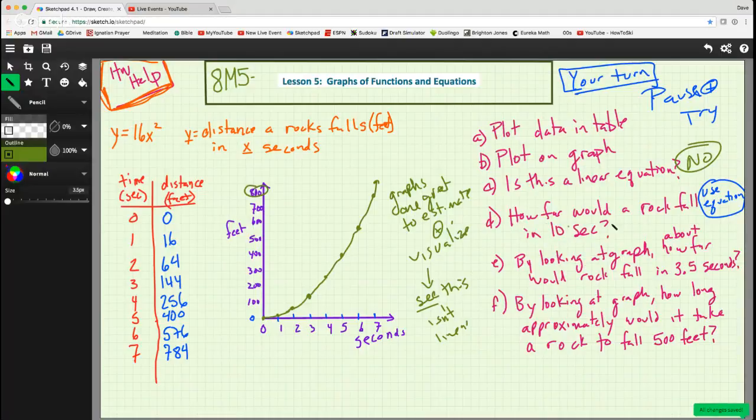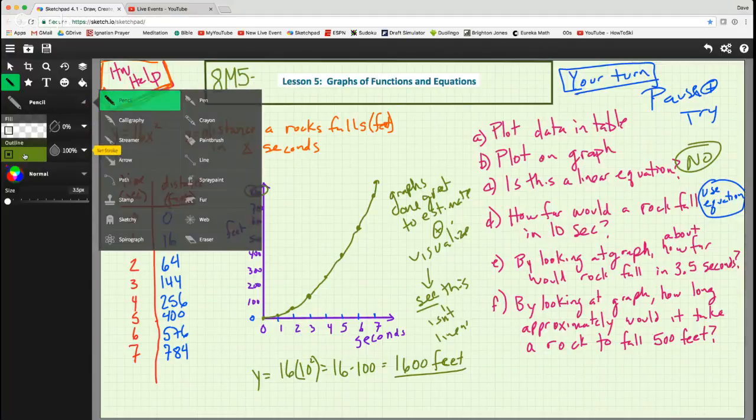So how far would this rock fall in 10 seconds? And I said to use the equation. So let's use the equation and go, well, y equals 16 times 10 squared. That would be 16 times 100. That'd be 1,600 feet. All right, 16 times 10 squared, 1,600 feet.